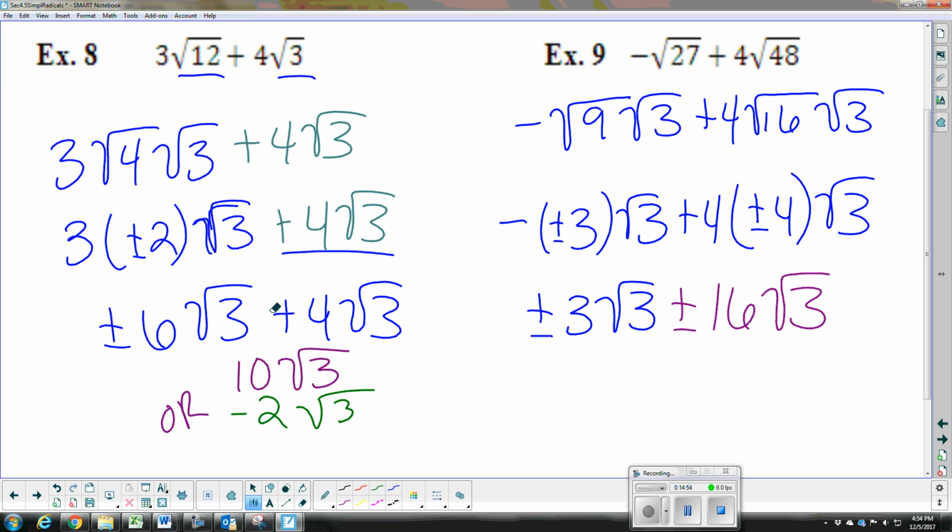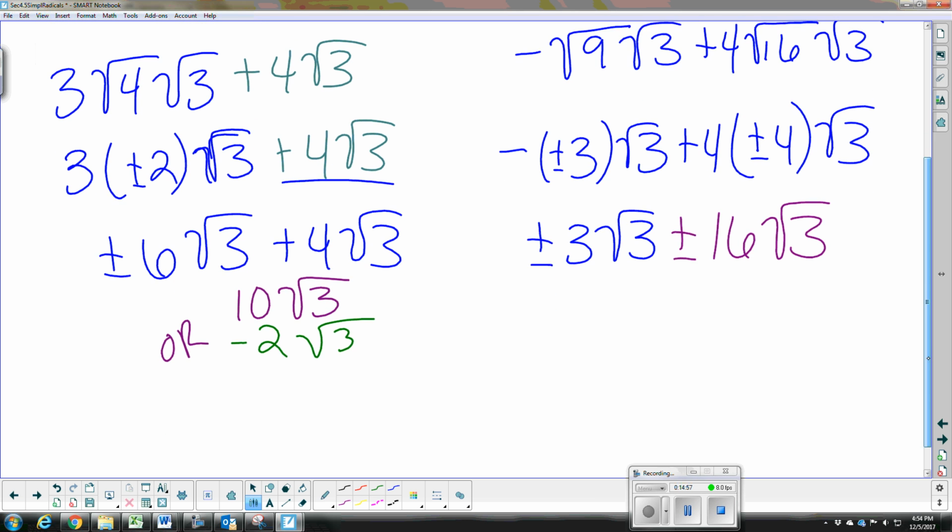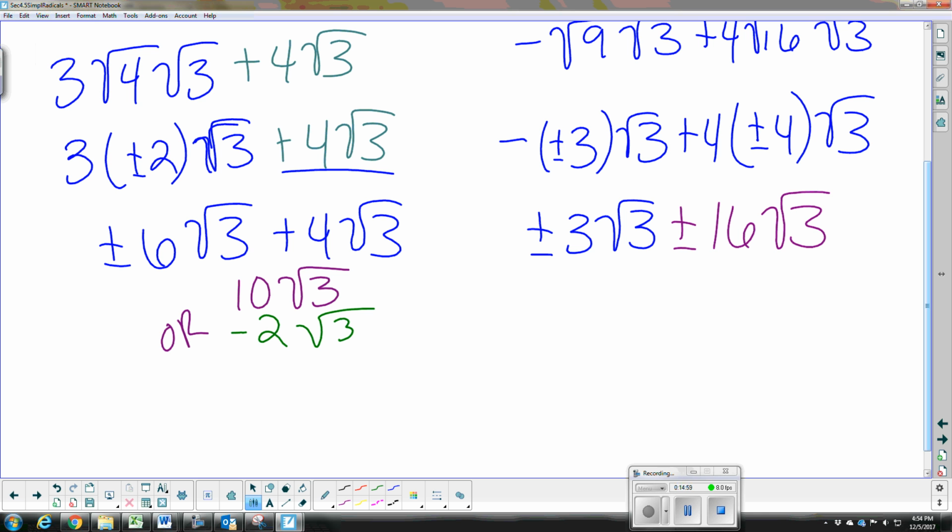All right, so this is a little bit more complicated, but you've got 2 answers for the first simplified radical and 2 answers for the second simplified radical. So let's say we do plus 3 times the square root of 3 plus 16 times the square root of 3. We end up with 19 times the square root of 3. Now if we did both minus 3 times the square root of 3 and minus 16 times the square root of 3, we end up with the same thing, and it's negative 19 times the square root of 3. So we've got plus or minus 19 times the square root of 3.